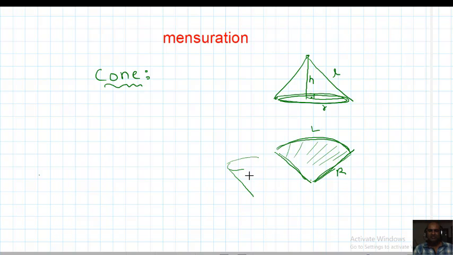We need to join like this. We need to join these two. What happened? It will form a cone. So, what is the lateral surface area of the cone? It is the same as the area of the sector. Everyone knows how to find the area of the sector. I will show you. Lateral surface area of the cone, LSA of cone, is equal to the area of the sector.